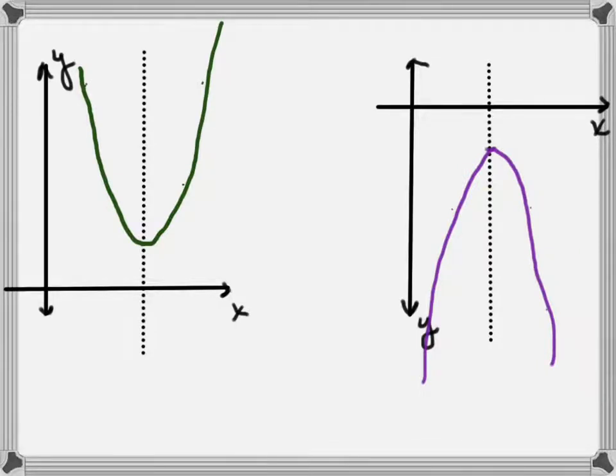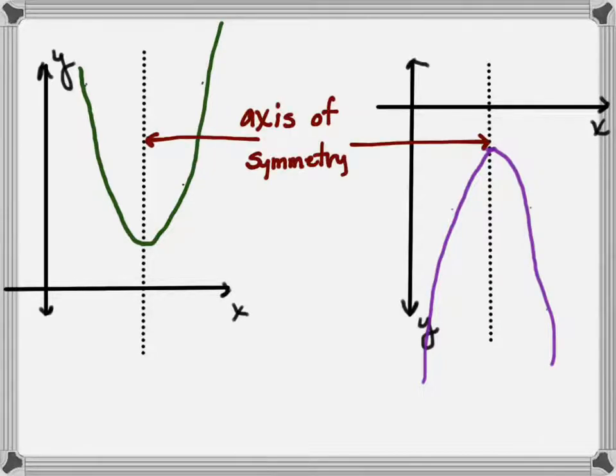Here I have two quadratics. Remember, the graph of a quadratic is a parabola. One of these is opening up, one is opening down. So a little information here. The axis of symmetry is that line that runs straight through the center of our parabola.